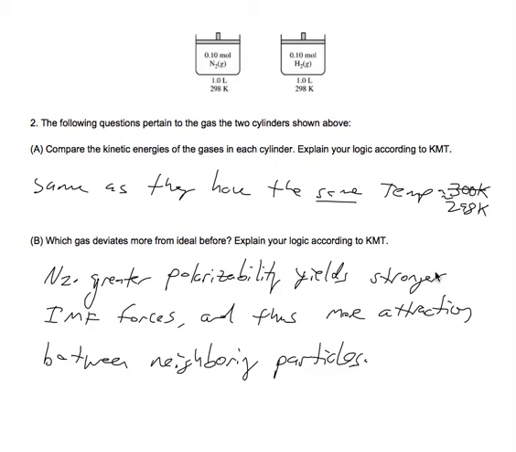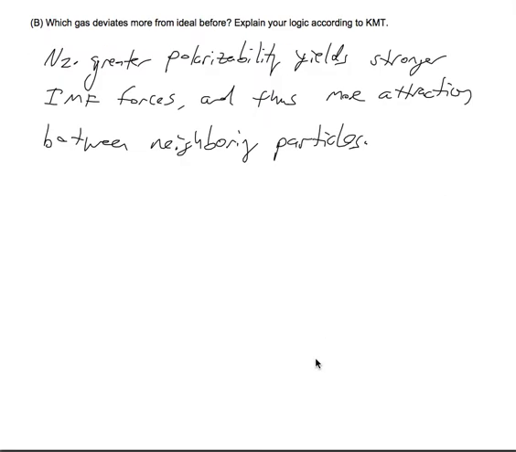So the London dispersion forces between the nitrogen particles are strengthened by their increased polarizability, making the attraction between the neighboring particles greater. And if you have more attraction between the particles, that gas is going to be less ideal.